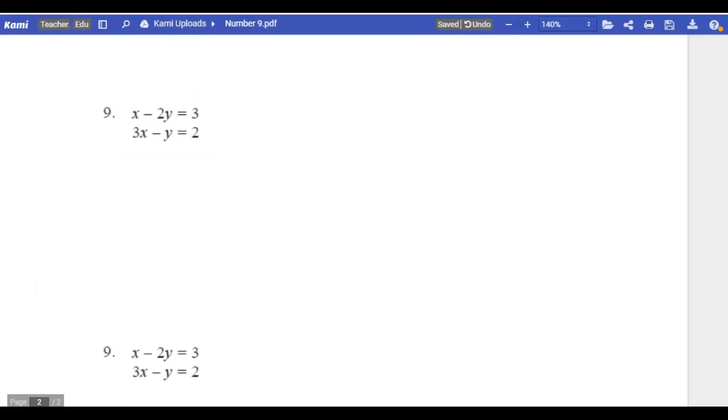Could also do the problem if I wanted to eliminate the y's. So if I multiplied this problem here, everything by negative 2, and I rewrote it, so now I would have negative 6x plus 2y equals negative 4. And then I'm just going to rewrite this problem right here so that they are together.